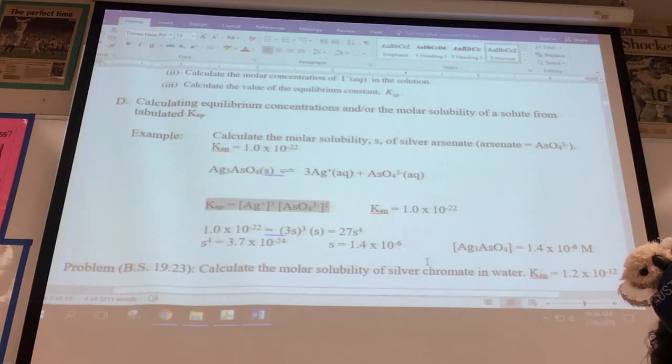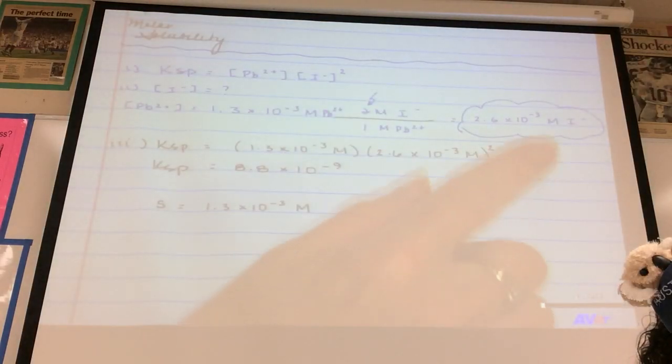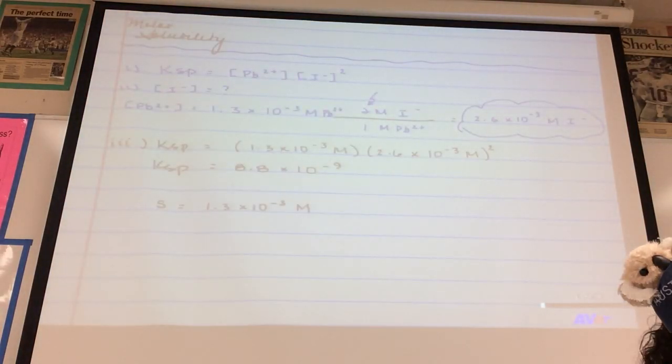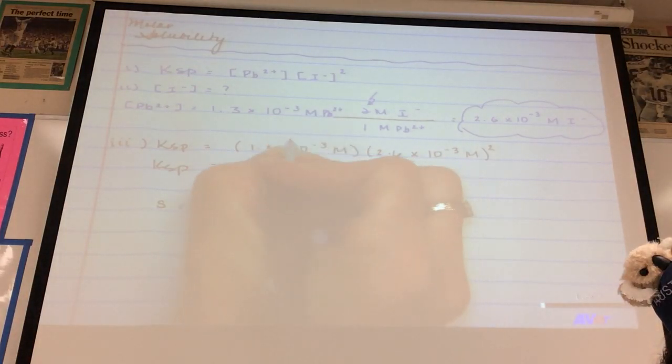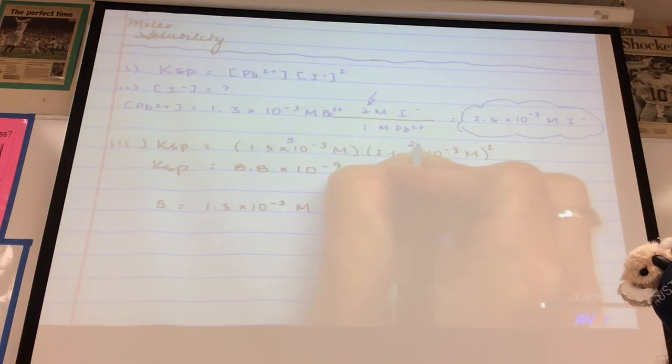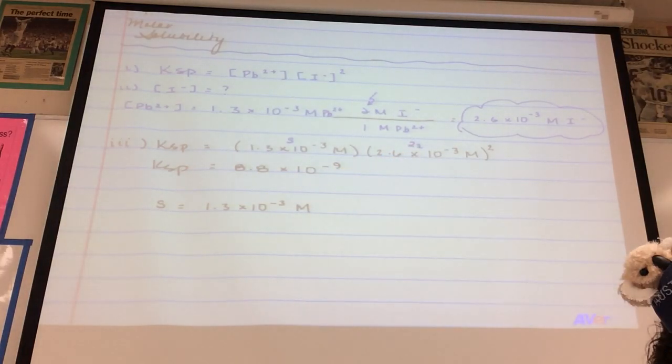S. All right, here's where it gets a little funky, and it's going to be a little bit bothersome to you initially, but I think you'll grasp it. We established in the previous problem that the concentration of iodide ion was twice that of lead 2 ion. And so essentially, we also said that this is the same as S, and you can see here that this is 2S in here, correct?